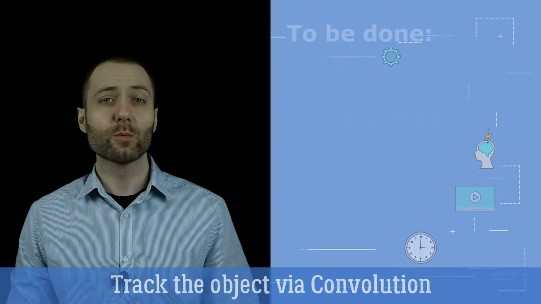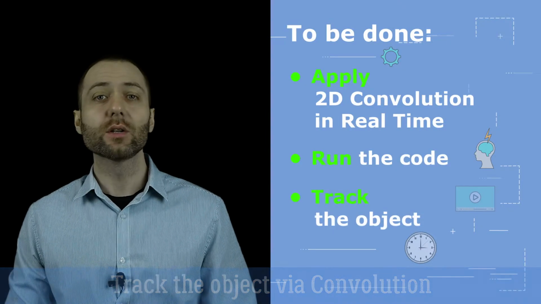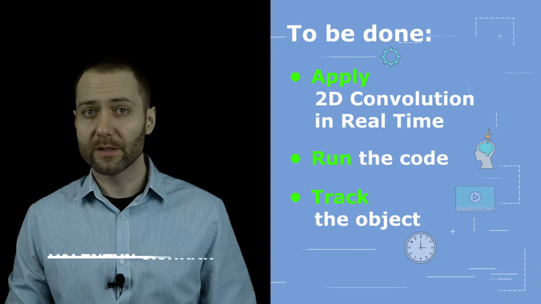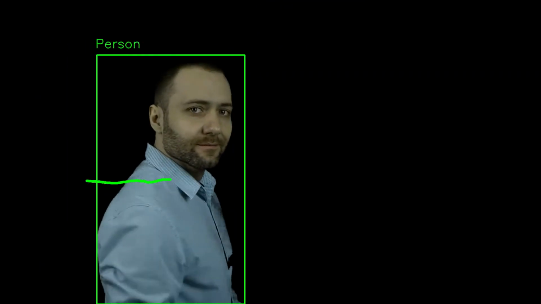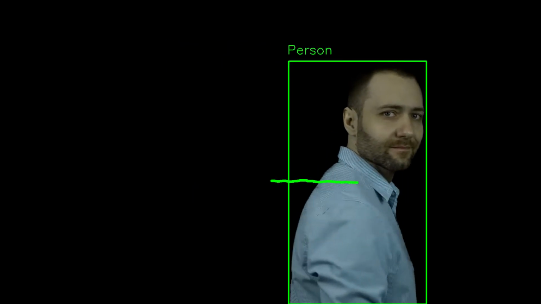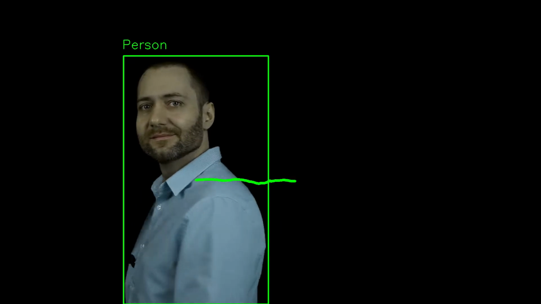to track the object via convolution in real time. In this lecture, we are going to track the object movement in every frame obtained from camera. We will run the code, detect and track the object from one frame to another, and visualize a track line.